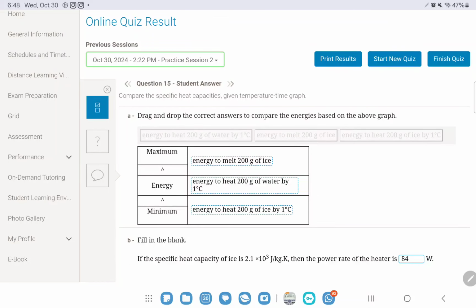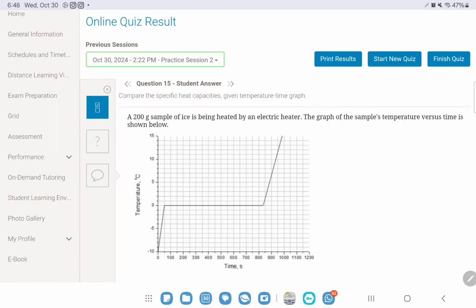Moving on. Specific heat capacity of ice. They gave you the specific heat, which is 2.1 times 10 power 3. They want the power rate of the heater. Now, power equals VI. Q equals VIT, or IVT. I'll write it IVT since I've been writing it IVT this whole time. And also Q equals MC delta T. We know all of this. Now, using all of this, we're going to find their power.